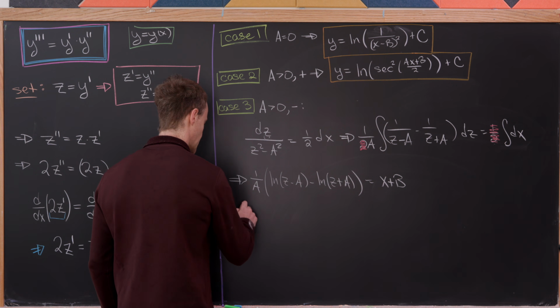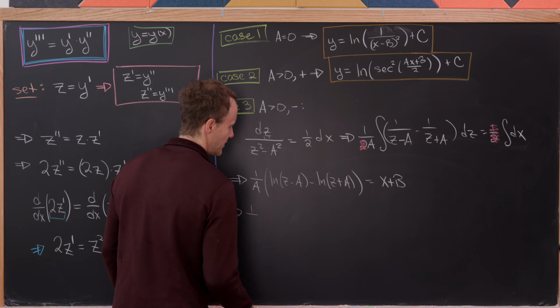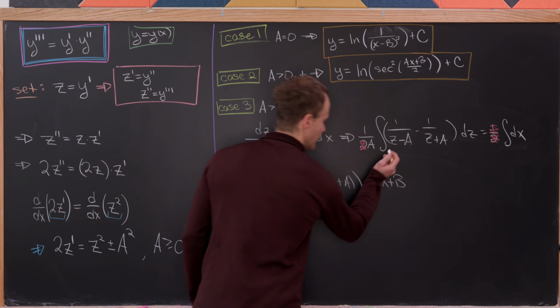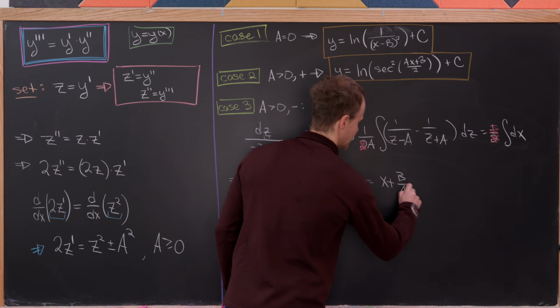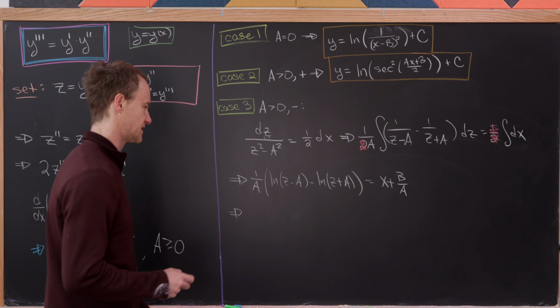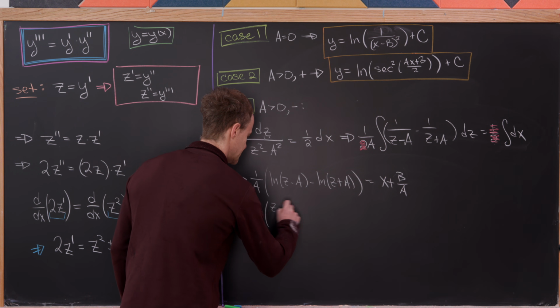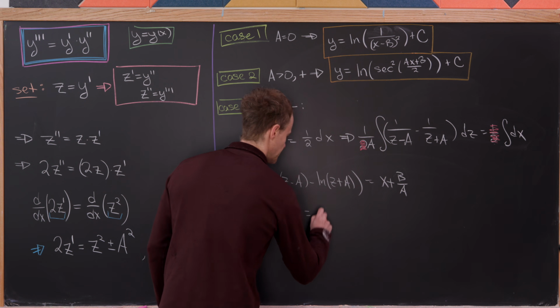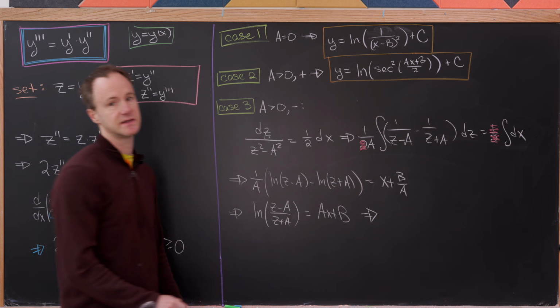Okay, but now here we have 1 over a, or maybe I'll go ahead and multiply the a through. And while I'm at it, let's start off by taking this constant to be b over a so it simplifies nicely. So I'll have natural log of z minus a over z plus a. There I'm using logarithm rules. Equals ax plus b. Okay, nice.